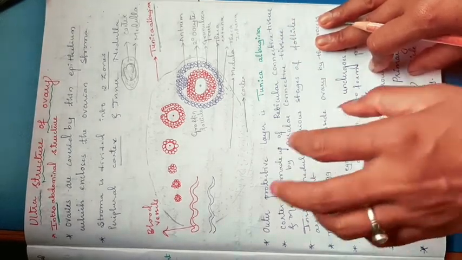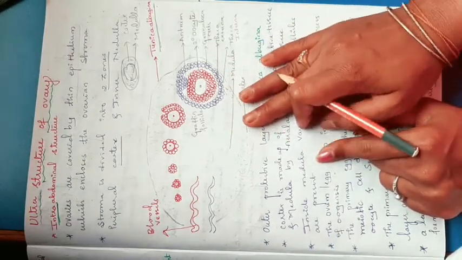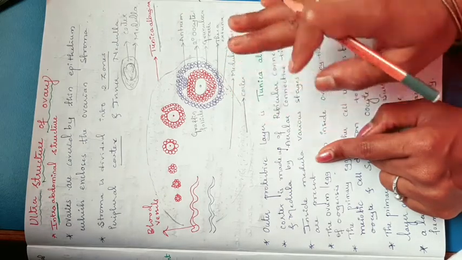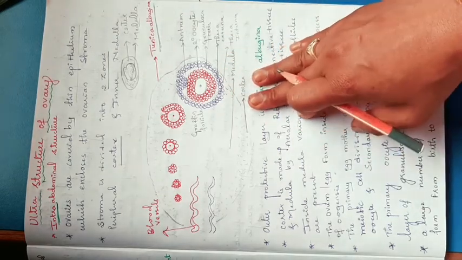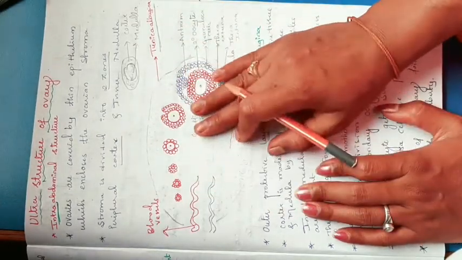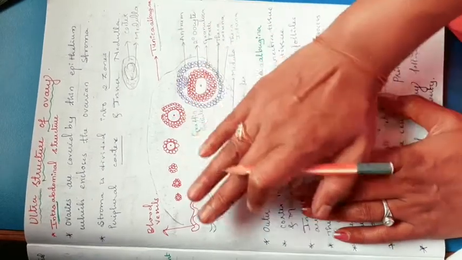Okay, here, please understand this diagram. It will help you understand gametogenesis also, that is oogenesis. Please be patient and understand the diagram and each and every stage of egg development.